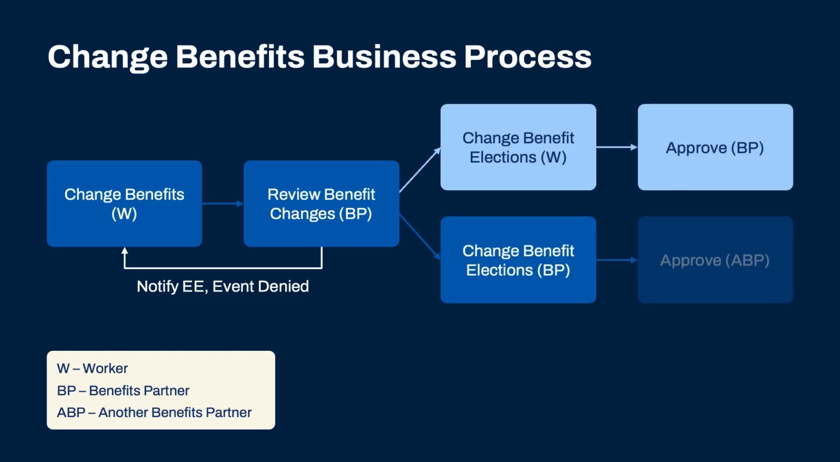In some cases, your company may require an additional approval by a benefits partner other than the previous reviewer. Your administrators can accomplish this by setting up the business process with steps and advanced routing options.